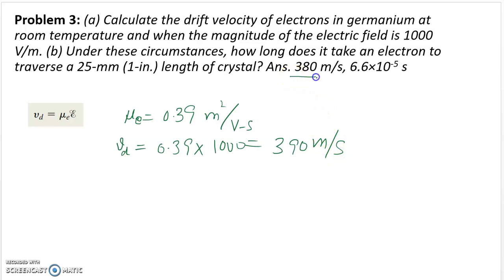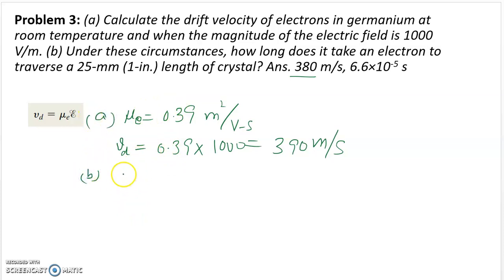The answer given is 380 meters per second. This is according to 0.38 meter square per volt second. So in some books, the value of this electron mobility is 0.38, so it depends on what value is used. So this is part A.